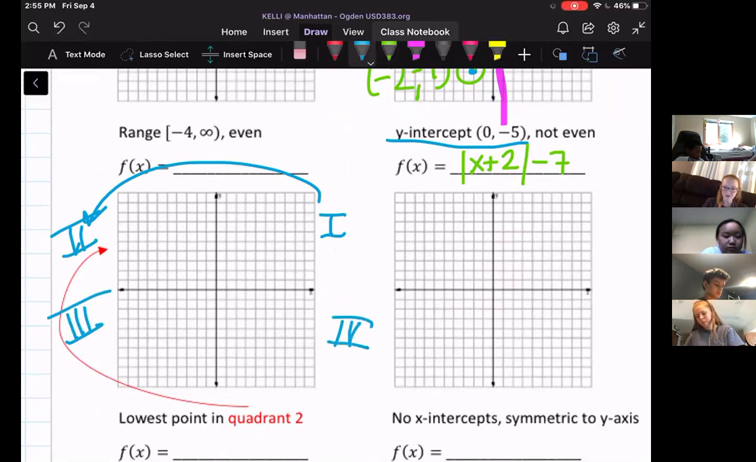So if the lowest point is in quadrant 2, and I'm talking absolute value here, I've got a V shape, right? Am I going to have it opening up or down?